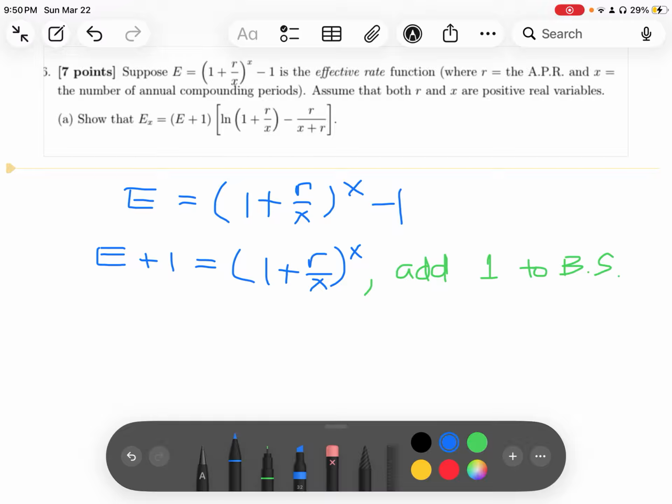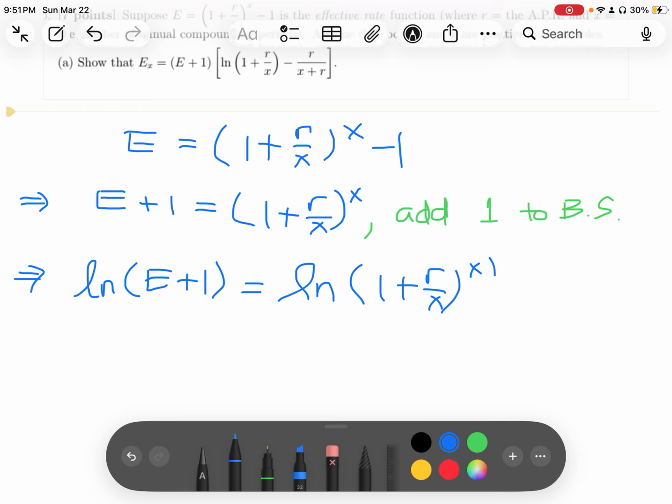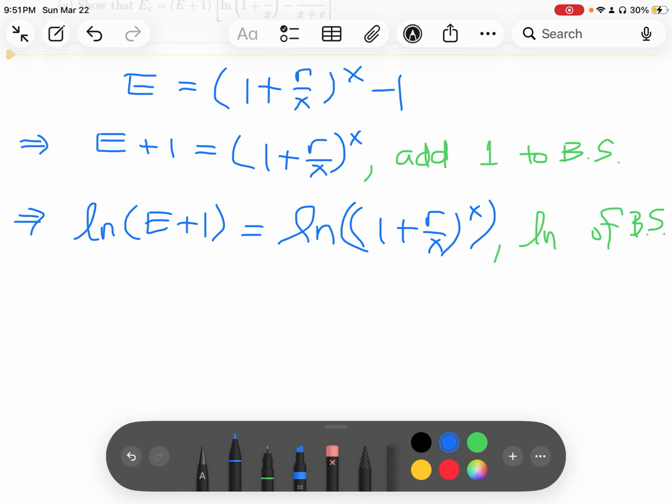And then what happens next is we can take the ln of both sides. So we have ln of (e plus 1) equals ln of (1 plus r over x) to the power of x, right? What we did there was take the ln of both sides, and now we can use our log rules.